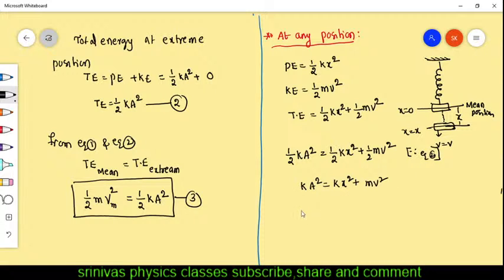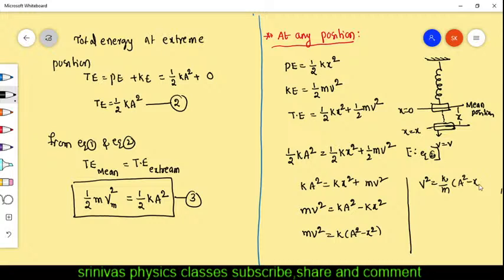And then we have to find mv square is equal to ka square minus kx square. So mv square is equal to k of a square minus x square. Then v square is equal to k by m of a square minus x square. Then the formula for v is under root k by m into a square minus x square.